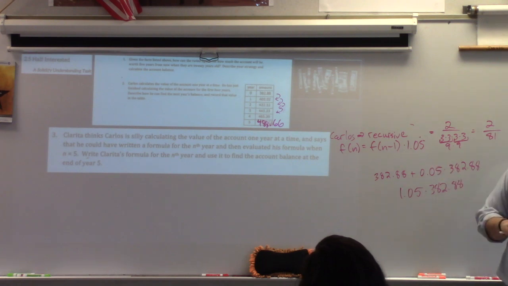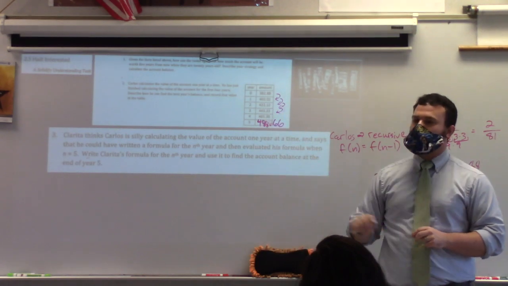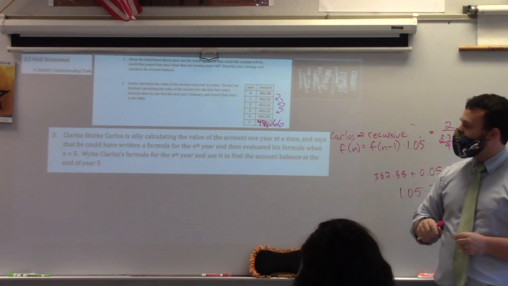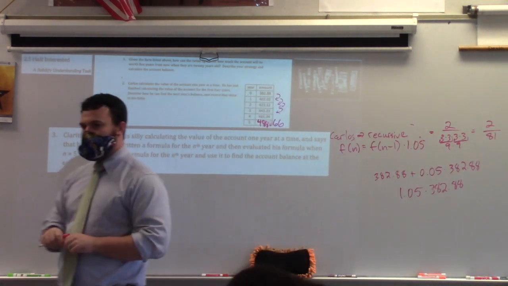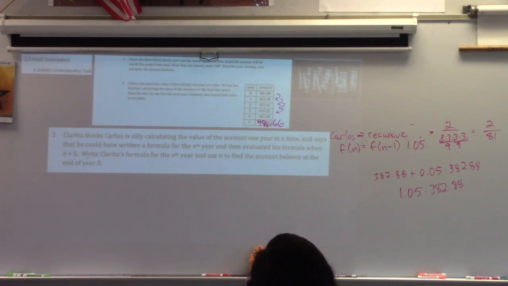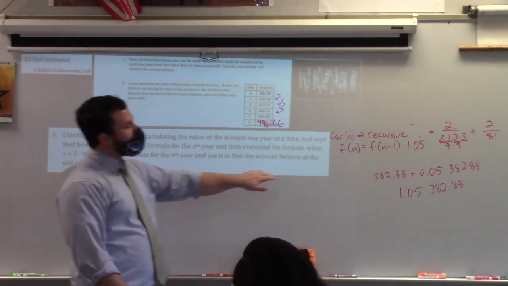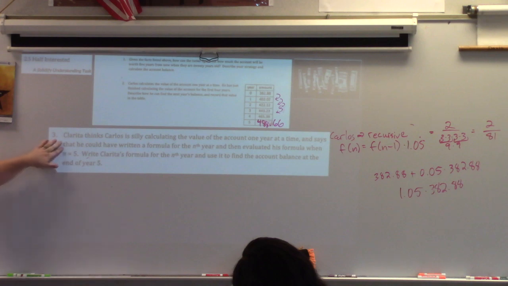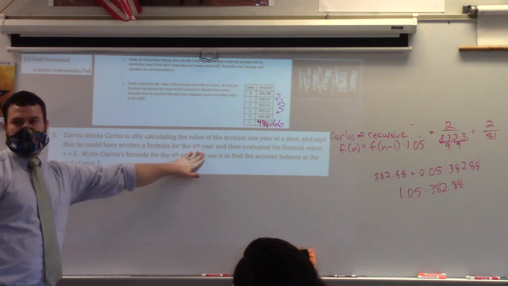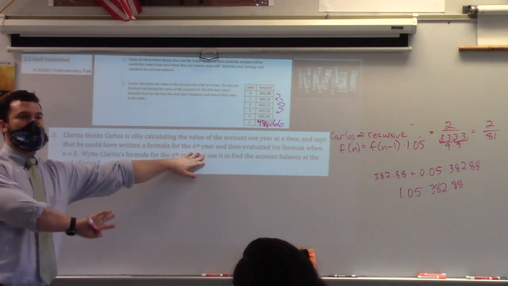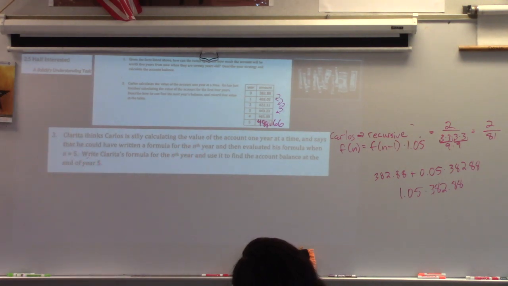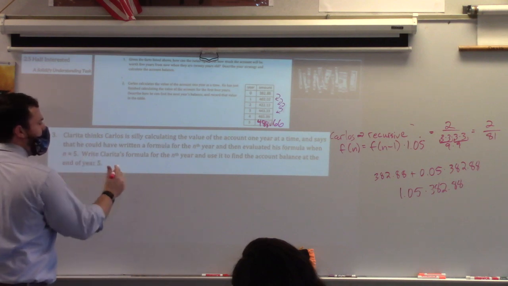But he only wants the fifth year, so does he really need all of these things in between? No. Well, that's why Clarita's saying, hey, you're being silly. So remember, this is a recursive definition relating the current to the previous. Is Clarita trying to use a recursive definition? She's trying to use an explicit, right? He could have written a formula for the nth year. That's an input. Not the current output and the previous output. That's the input and output. And then evaluated his formula when n equals 5. So write Clarita's formula for the nth year.